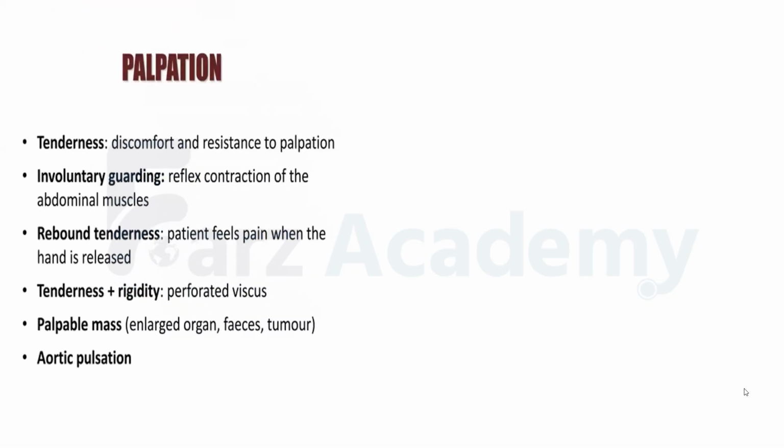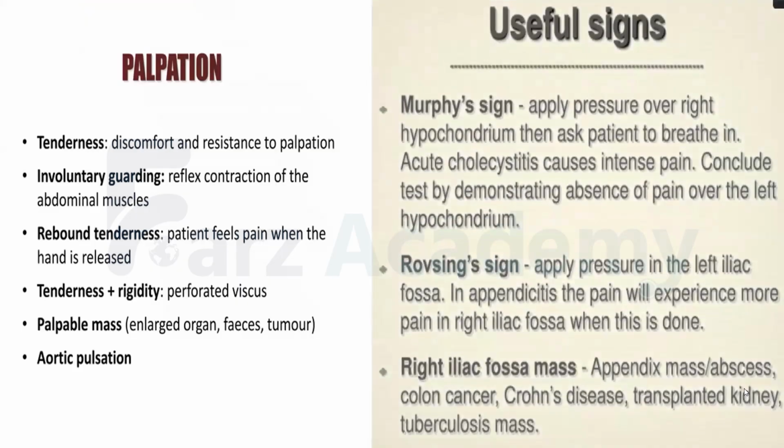Next, next part. So these are a few very useful signs, but remember, a Murphy sign is there in acute cholecystitis. Sometimes gallbladder related pancreatitis also might be a situation where Murphy sign is positive. So most probably you're not going to get it. And you should be at home with terms, what actually we mean by tenderness: it's discomfort and resistance to palpation.